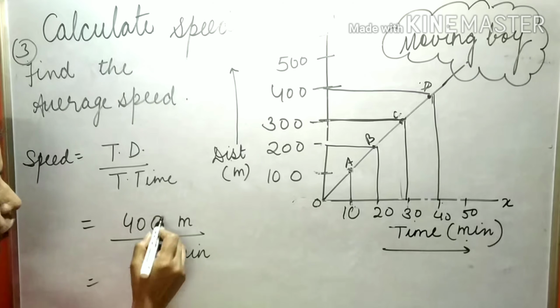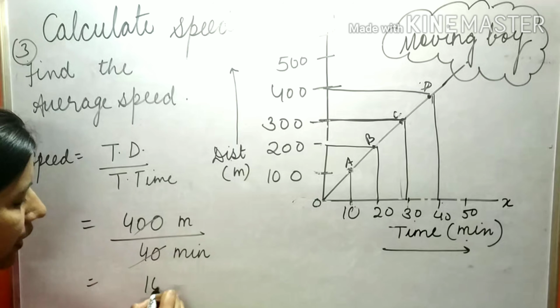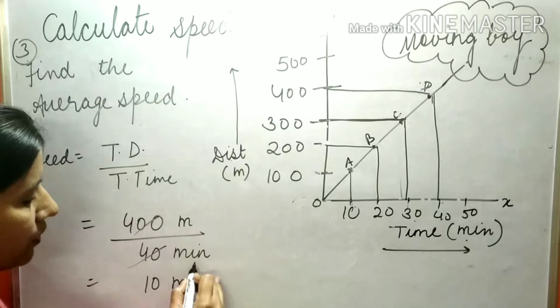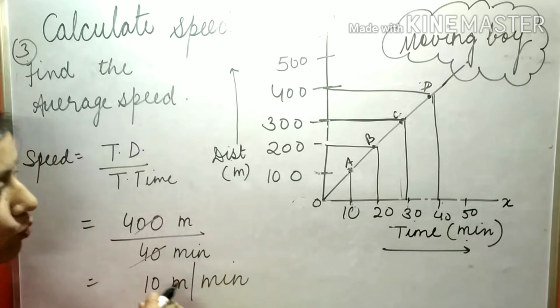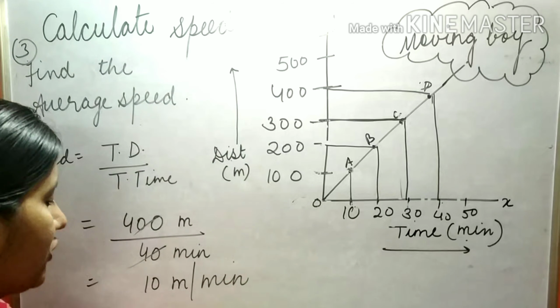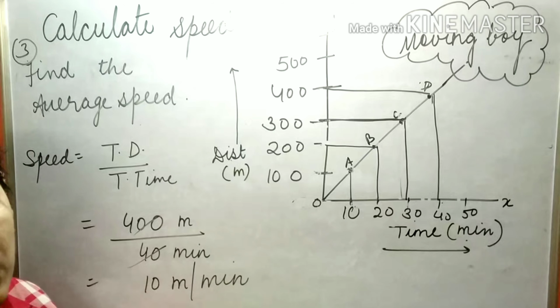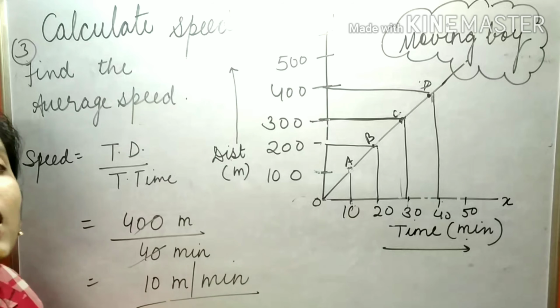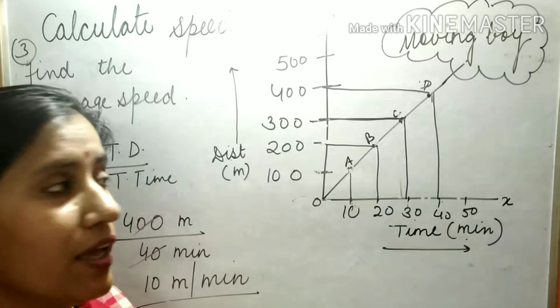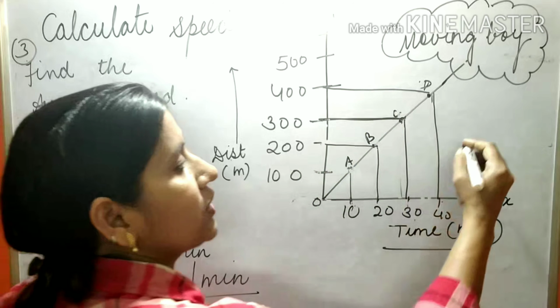Fine. Now if you cancel, the answer will be again 10 meter per minute. So what is the average speed? Average speed is 10 meter per minute. Fine. Per minute. ये क्या शो करता है? ये शो करता है कि this motion is which type of motion?